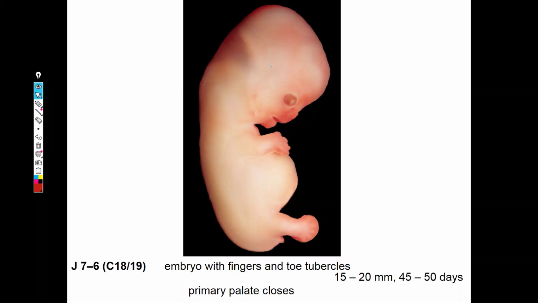And here we have the next picture with an embryo. This is the embryo with fingers also. We have fingers and toe tubercles right here. So really this is an embryo at the end of stage C. Yeah, so at 45 to 50 days, it looks like this.